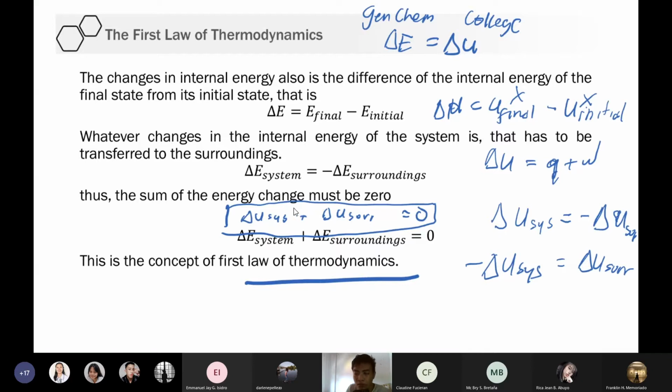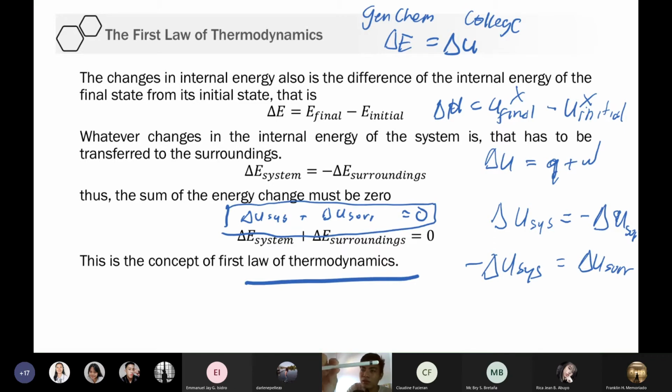Rather, they are just converted from one form to the other. Ibig sabihin, yung energy ng system na convert lang to surroundings and vice versa. Pero pag pinag-add mo yon, the total energy is zero. Okay? So, ganun. Kunwari, ito, yung pencil ko ulit. May potential energy to. Na-convert siya to kinetic energy.